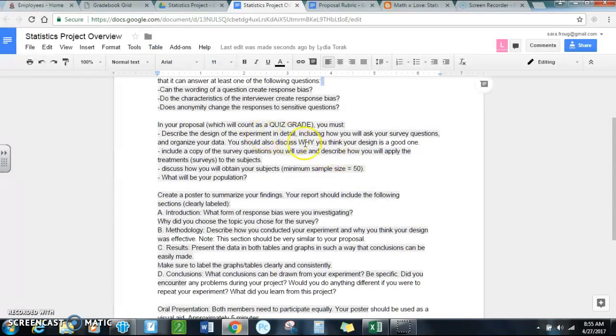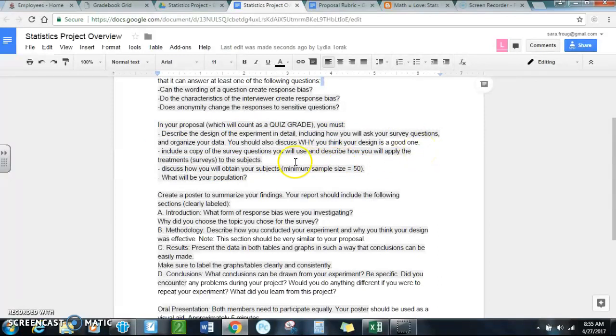So we want to know what kind of experiment you're looking at doing. What do you want to study? What is your research question? And why do you think that this is a good idea? That's what it means by how do you organize your data. Why do you think that this is a good question to ask?